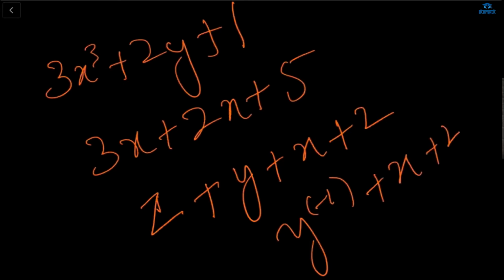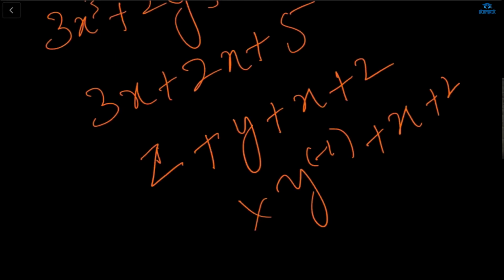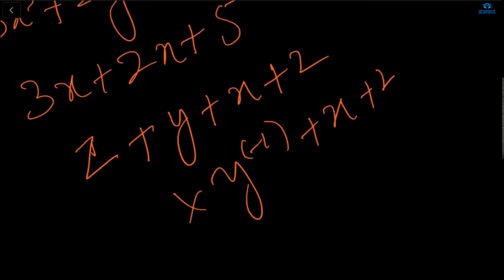Why? Because the power of the variable should be a non-negative integer. Sorry, it should be a non-negative integer. If it is not a non-negative integer or a whole number, then it is not a polynomial. Okay, Advika, understood? Yes, ma'am.